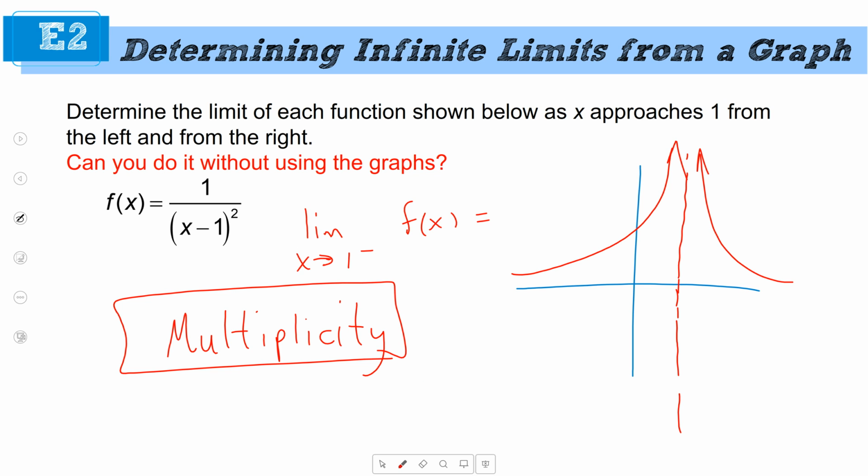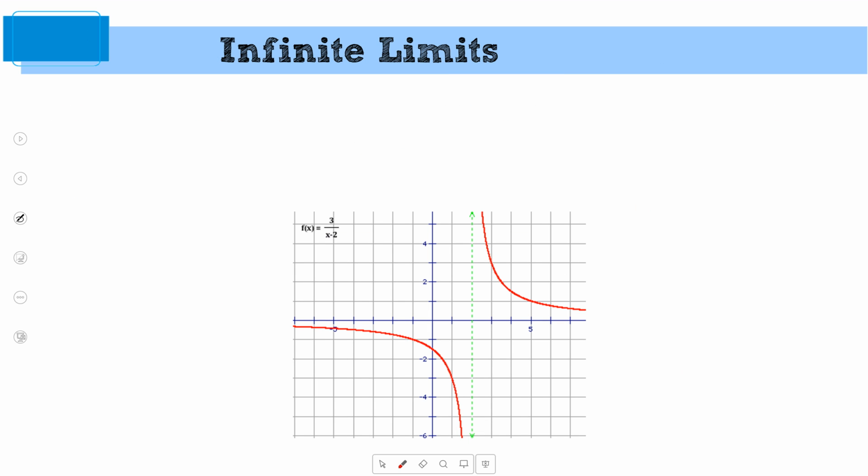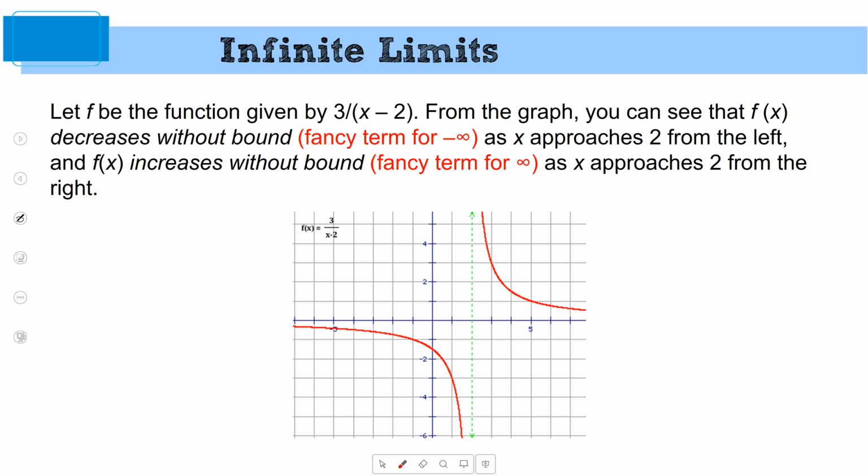Have you heard the term multiplicity before? No? Okay, it's an important term. Multiplicity has to do with the behavior around asymptotes. So if I go back, I think I erased it. We'll use that one as an example. In that function, the multiplicity is defined as the exponent that the term that's generating the asymptote is raised to. This has a multiplicity of 1 because x minus 2 is raised to the first power.